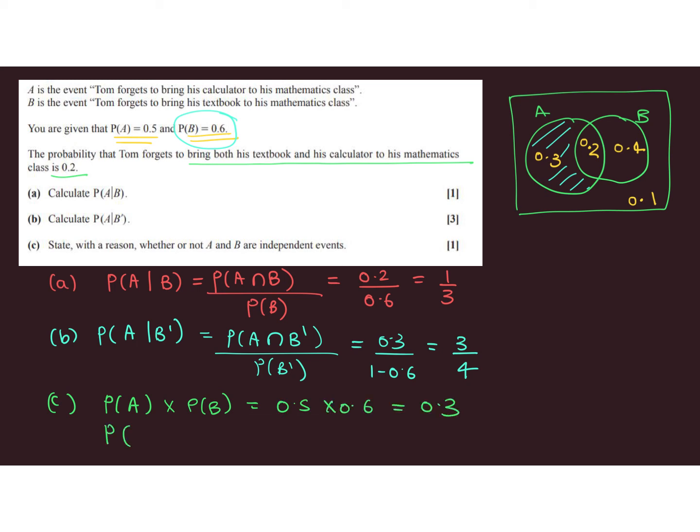And then we look at the probability of A and B, which is 0.2, and the two probabilities are not equal to each other. So the probability of A multiplied by the probability of B is not equal to the probability of A and B, so A and B are not independent.